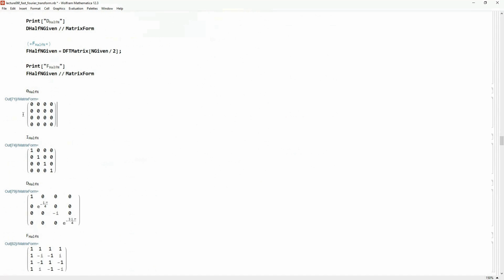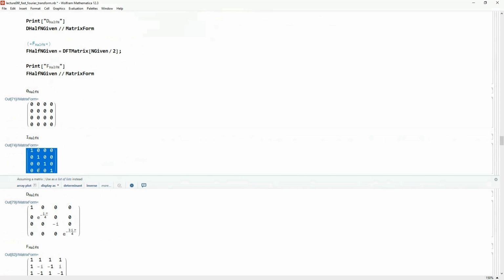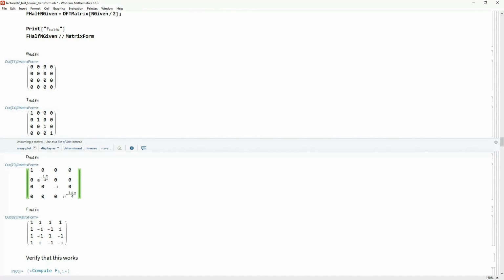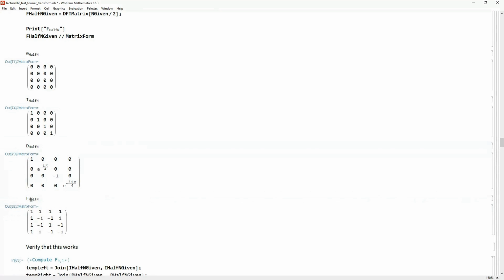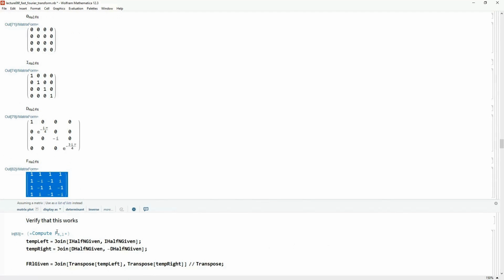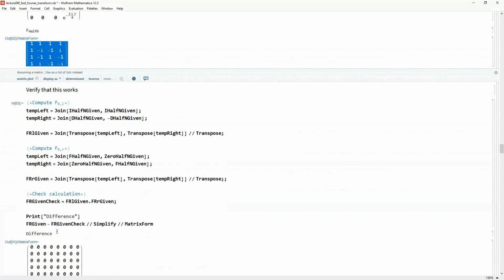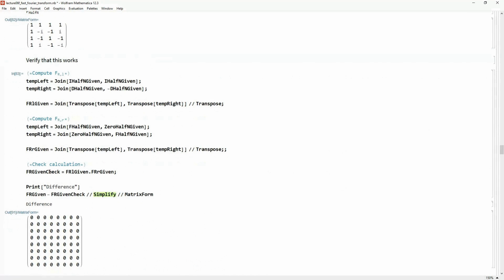And this is what they look like. The 0 matrix is just a 4 by 4 of zeros. That's self-explanatory. The identity matrix is a 4 by 4. And here's the diagonal, which uses the primitive 8th root of unity on the diagonals, whereas the F matrix here uses the primitive 4th root of unity, so we get a standard 4 by 4 DFT matrix. Now we made this claim that if you combine all these in the appropriate fashion, you recover FR. So that's all I'm doing right here: joining all these matrices together, doing the operations, and then computing it.